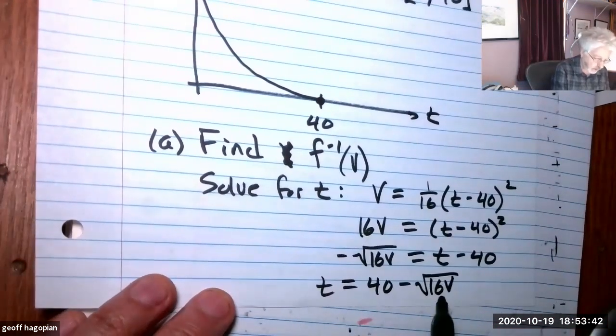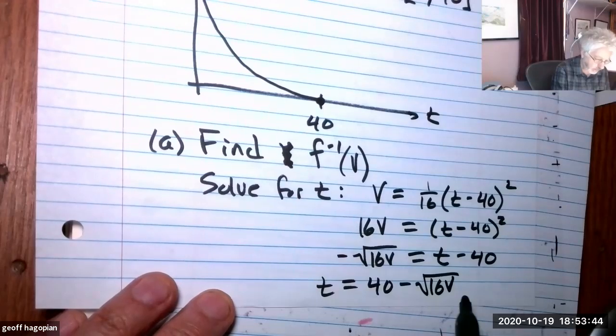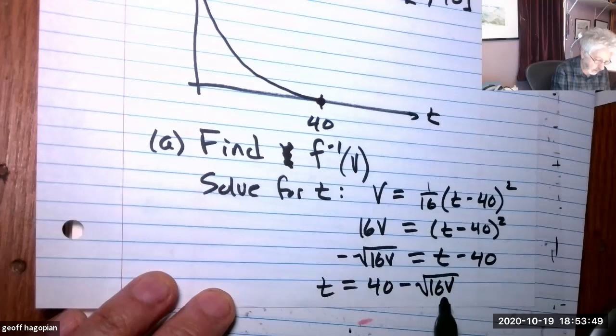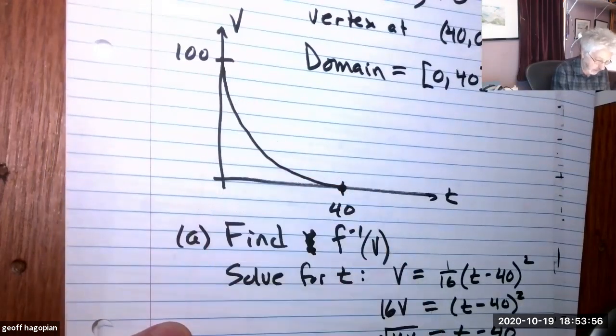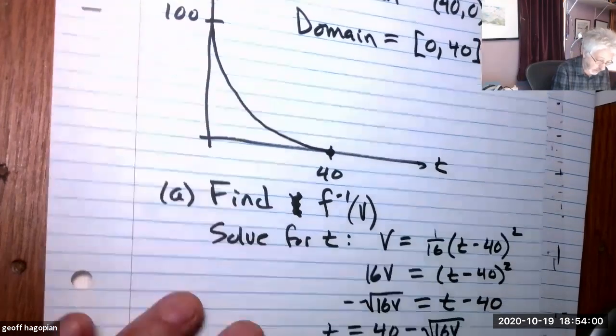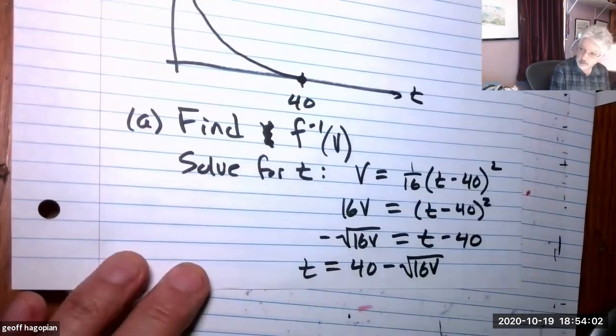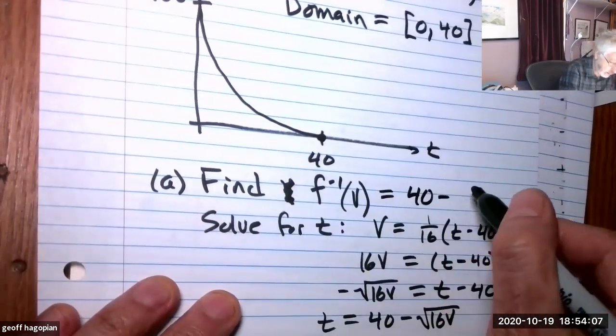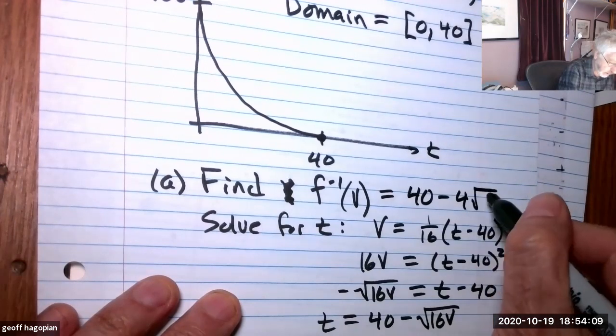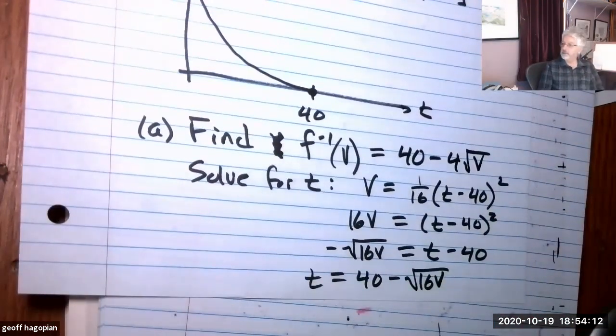So if v equals 0, yeah, we're at 40. If v equals 100, then we've got the square root of 1600, which is 40, and 40 minus 40 is 0. And that's correct: when the volume is 100, we're at time 0. So that's why it makes sense here to take the negative square root. And so this is 40 minus 4 times the square root of v. I've taken the square root of 16 out.